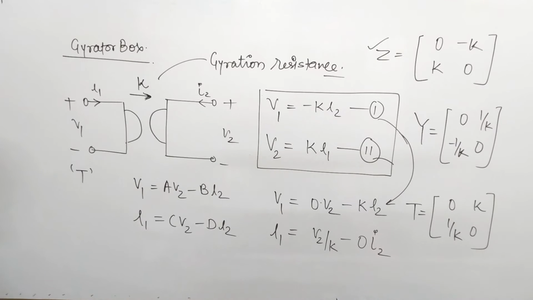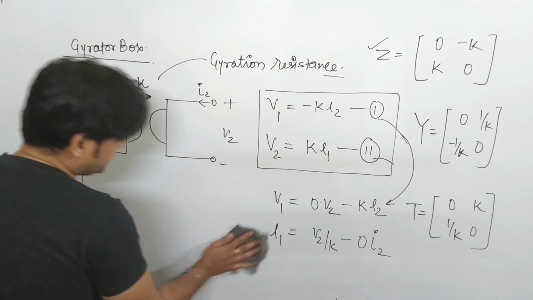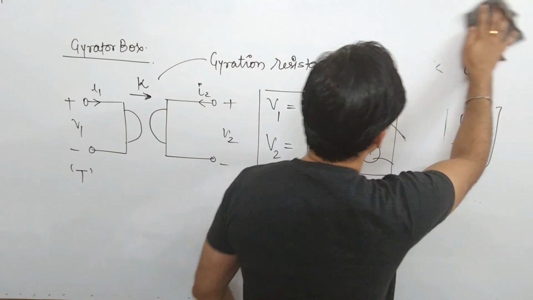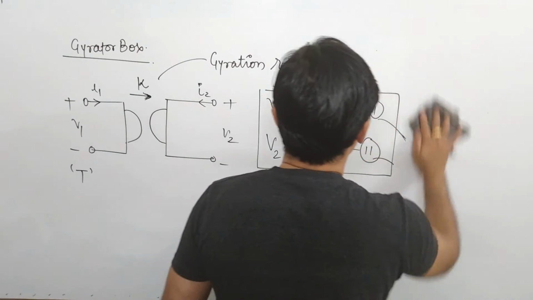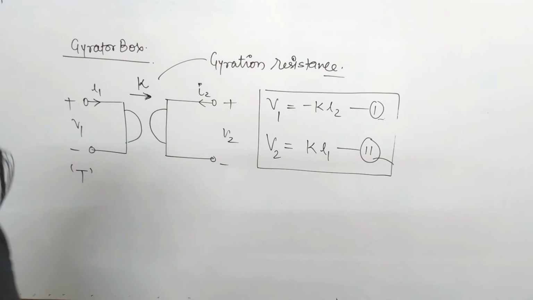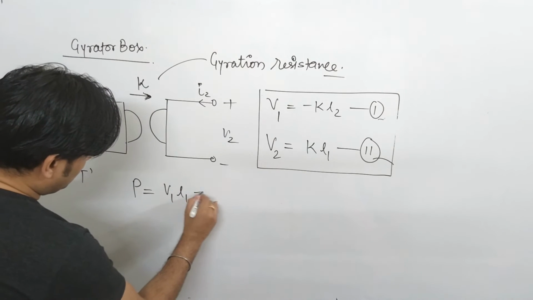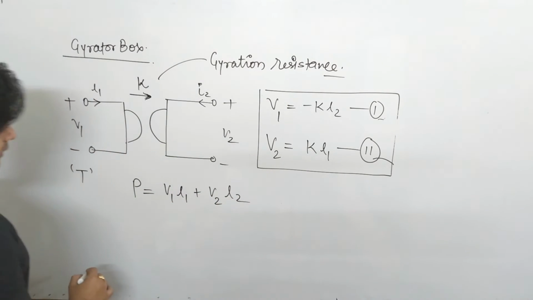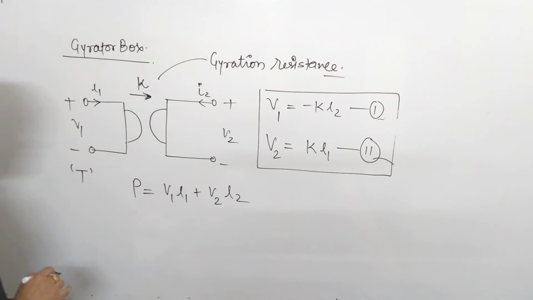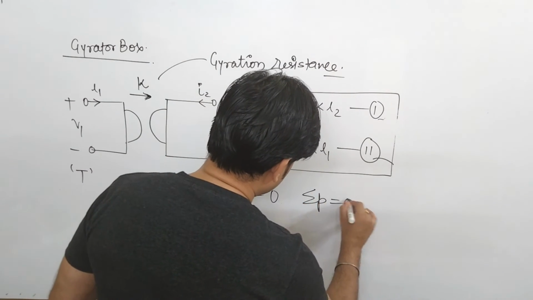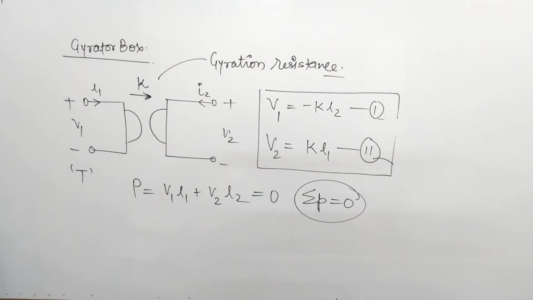Now as I mentioned, this is a lossless device. The gyrator box is lossless. What is the meaning of lossless? The meaning of lossless is, if I talk about the power, that is V1 I1 plus V2 I2. If it is 0, or you can say summation of P is 0, then you can say that there is no loss, or it is lossless.